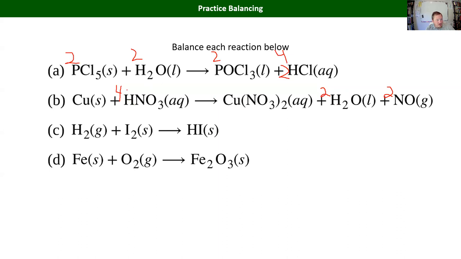What did that do to our oxygens though? Now we have 12 oxygens on the left and 6, 7, 8, 9, 10 on the right. You're still not quite there. So what else could we do? Well, if you don't see other options, just put a 5 there and go from there and see what that does. See what that changes about our logic puzzle.